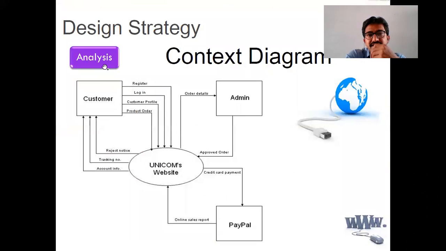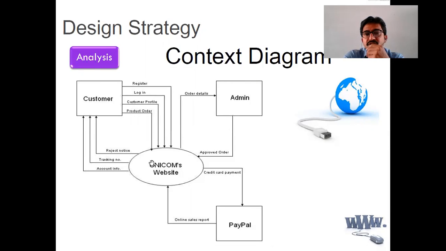So this is what we use in the analysis part. Like here, customer, admin, Unicom's website, you are registering for this, PayPal. So these are the external entities in the rectangles. So this is the process. So how many processes are there in this figure? One process. The name is Unicom's website. The external entities are customer, admin, PayPal.